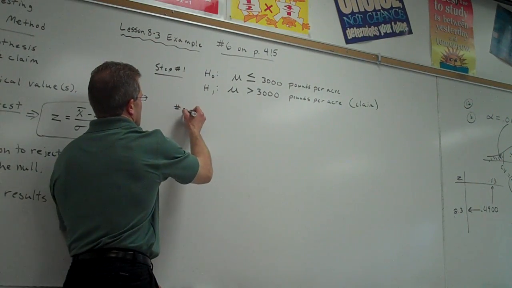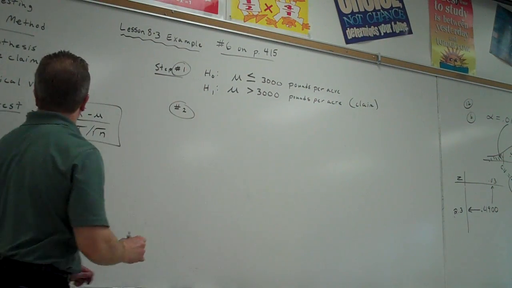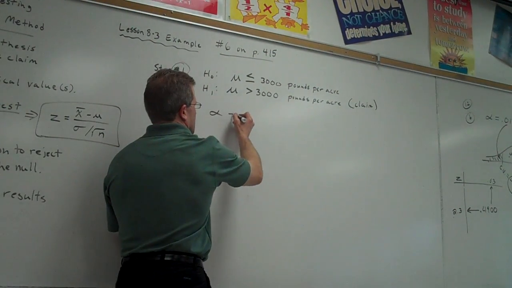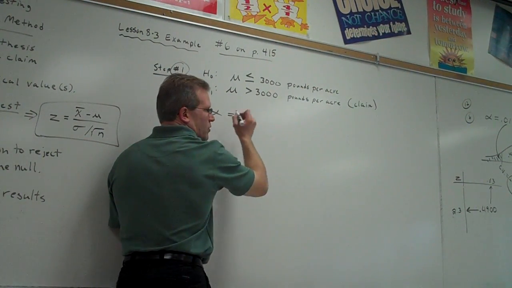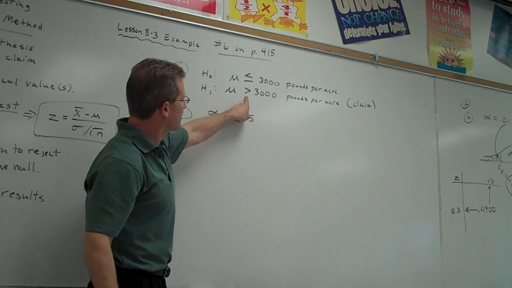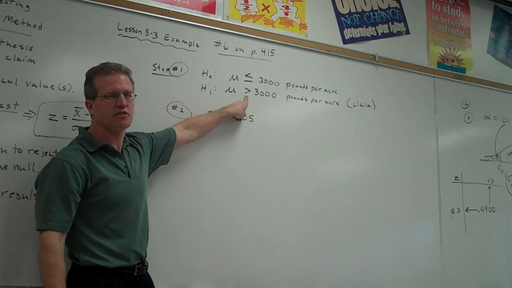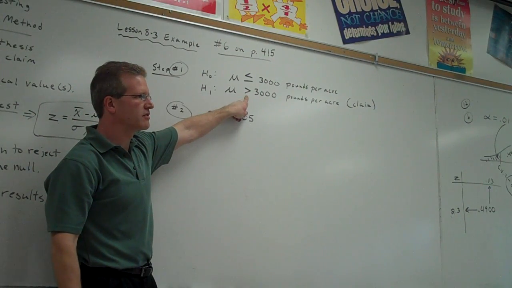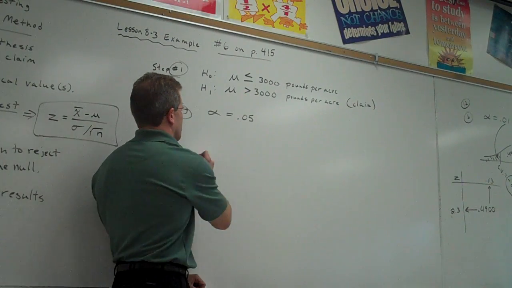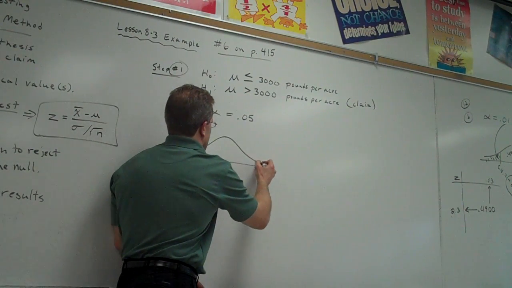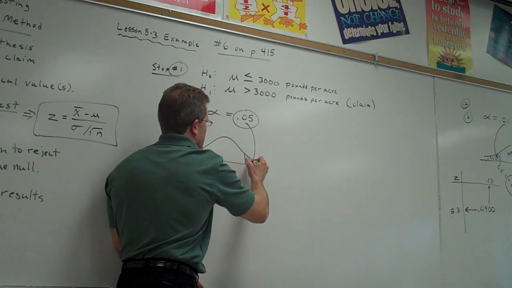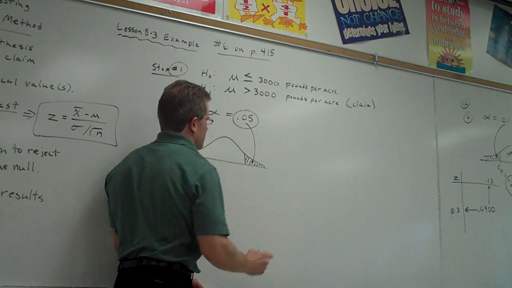Step number 2, find the critical values. What did it say alpha was? 0.05. Looking at this sign in the alternative hypothesis, you should know this is a right or left tail. Which one is it? Right tailed. If the bottom symbol points to the right, it's right tail. This is a right tail test. Alpha is 0.05, so this area right here called the critical region or the rejection region is 0.05.